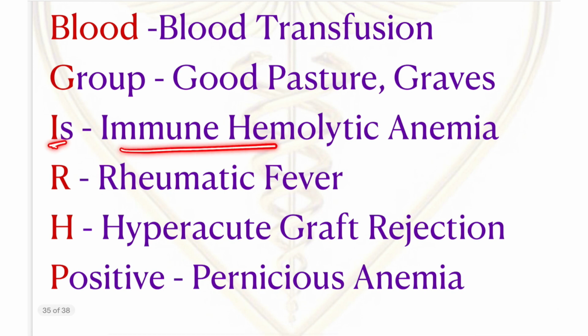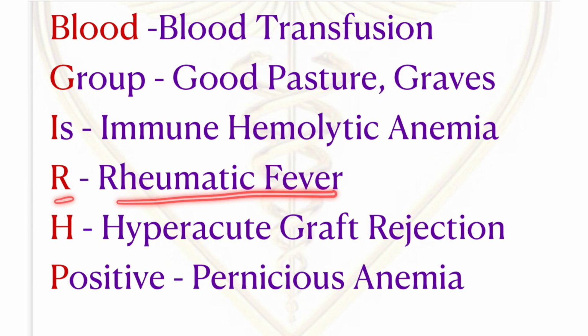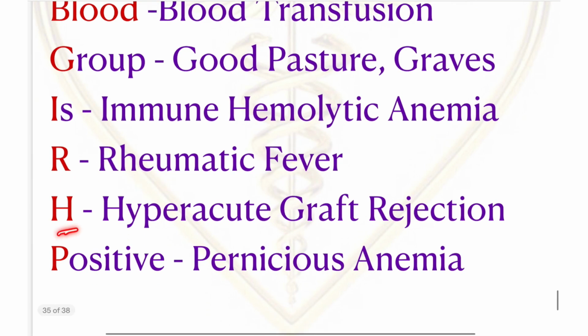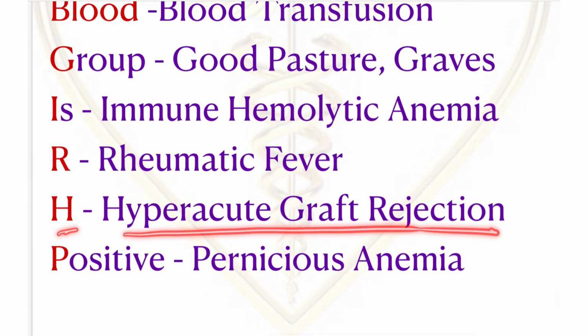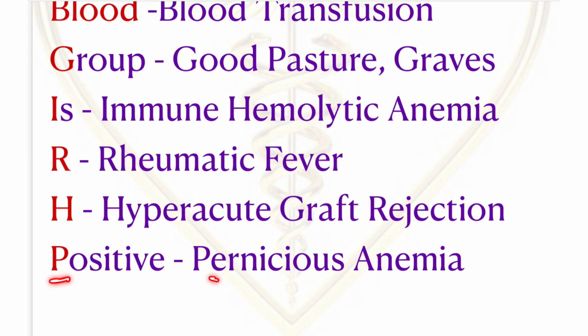I is for immune hemolytic anemia. R is for rheumatic fever. H is for hyperacute graft rejection, and P is for pernicious anemia. We have to remember this because it is going to confuse with type 3. How? I will tell you.